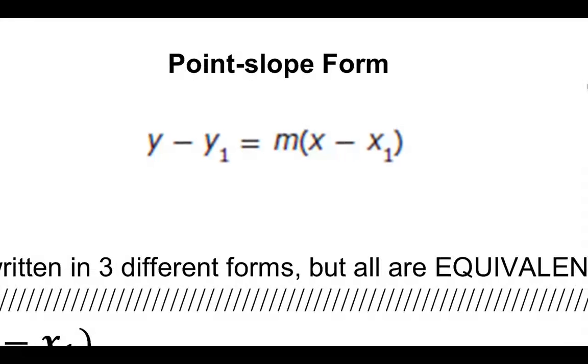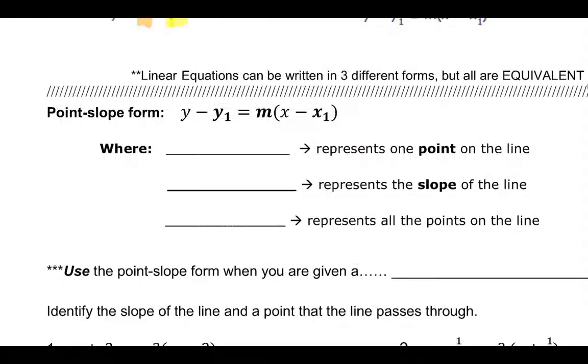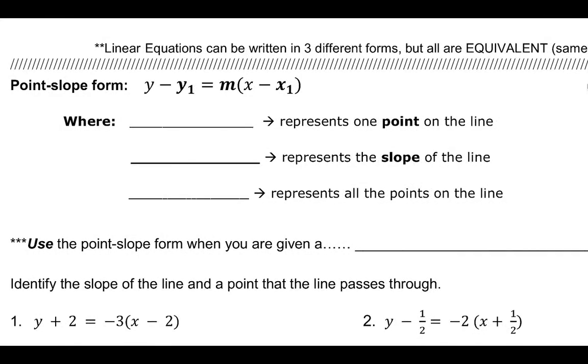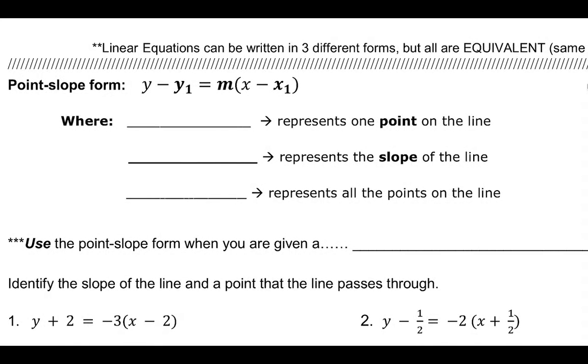This last form here is called point-slope form. And again, we're math people, we're not creative. The reason it's called point-slope form is because it gives you a point and it gives you a slope. So let's look at this here and figure out what all these letters in this equation mean. First we've got x1 and y1. This represents a point. So they're going to give you a point, and that's my x1 and my y1. So if you look in the equation, here is x1, and here is y1.